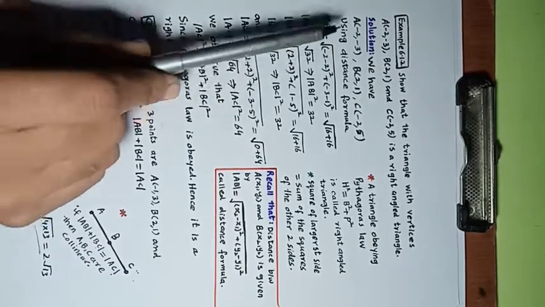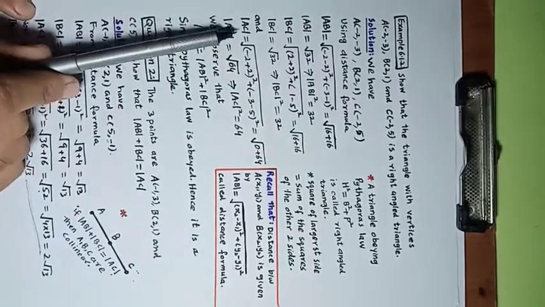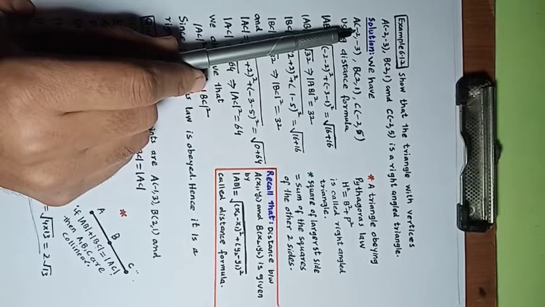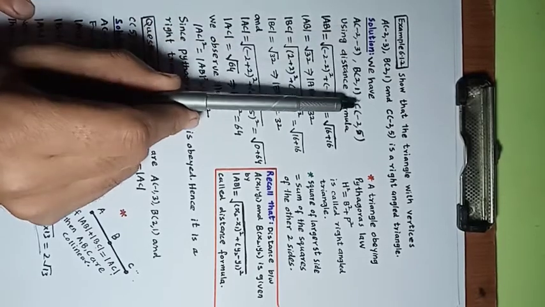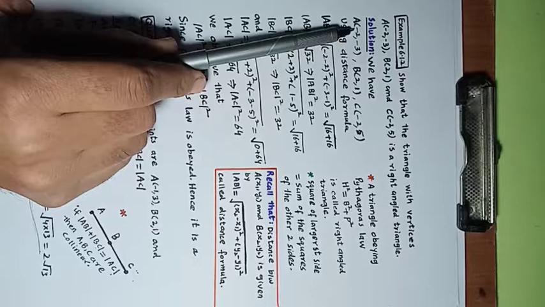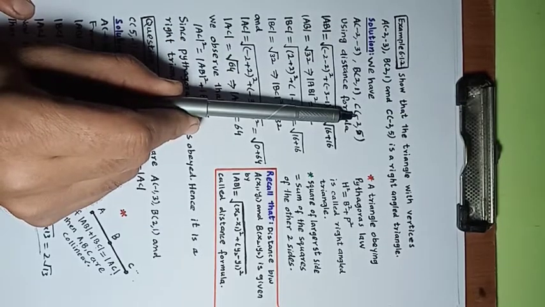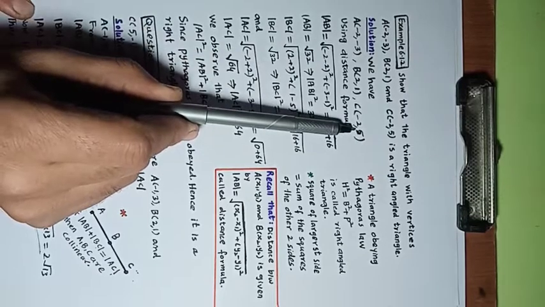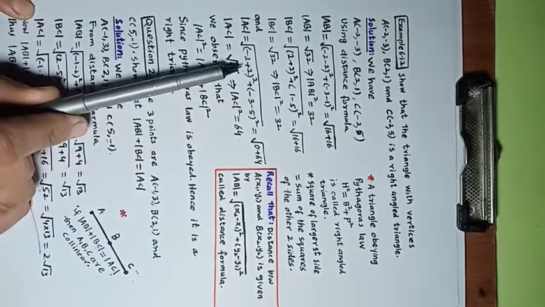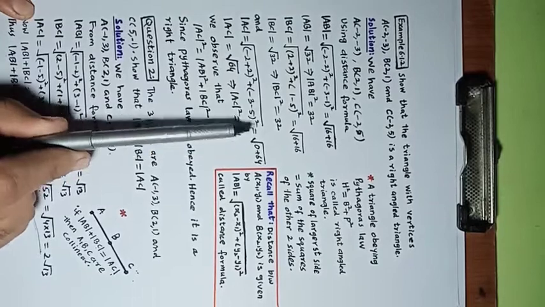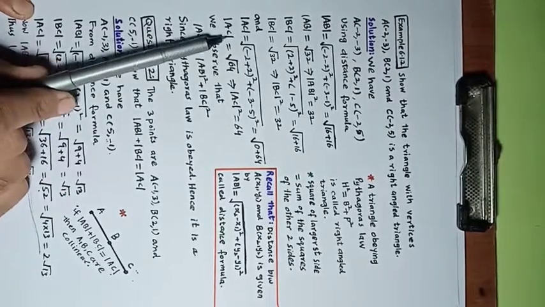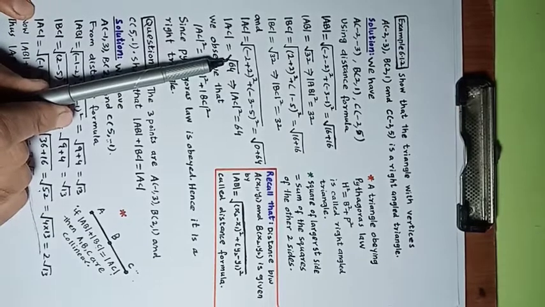Now we come to the third side, which is AC. Now AC distance is equal to the same pattern. So this is minus 2 minus minus 2, which becomes plus. So (minus 2 plus 2) square and (minus 3 minus 5) whole square. So we have 0 square, which is 0, and minus 8 square, which is equal to 64. So here we have AC distance equal to the square root of 64.